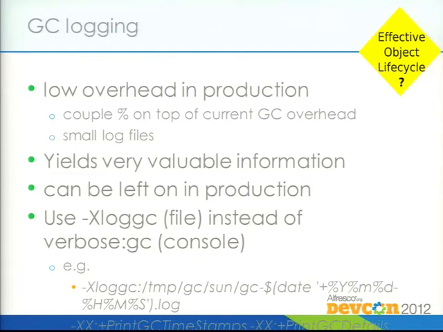If you are intending to use it, please use Xloggc instead of verbose GC, because Xloggc will log to a file instead of the console, so the overhead will be even lower. There's an example just below of the flags that you can use. Just a note, on Java 7 you can use rolling log files. If you're worried about the size of the log or the number of log files, there are a couple of flags not shown here that let you determine the size of the log file you want to reach, the number of log files you want to log into, or the maximum file size, starting in Java 7.